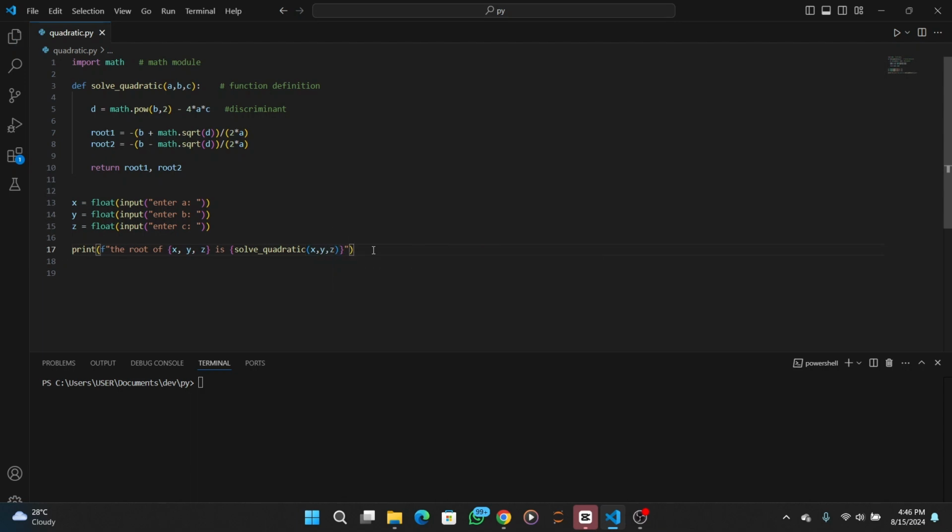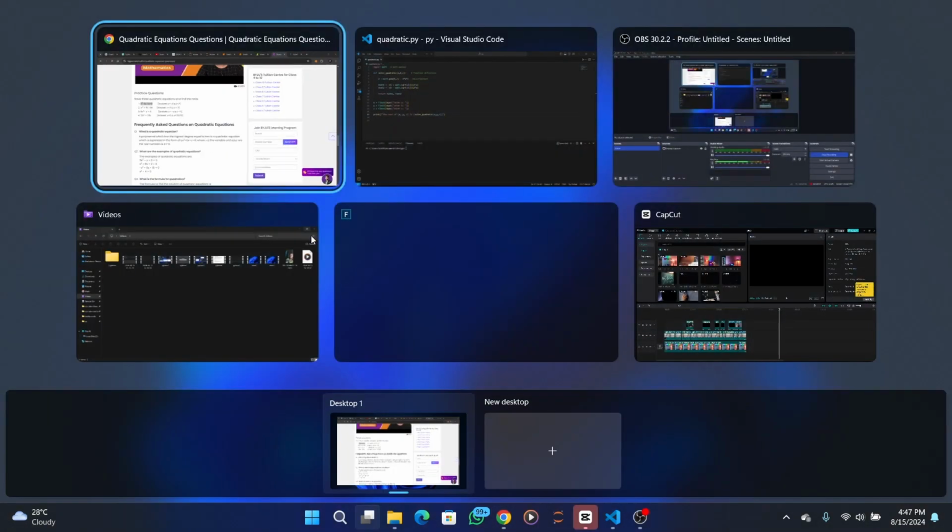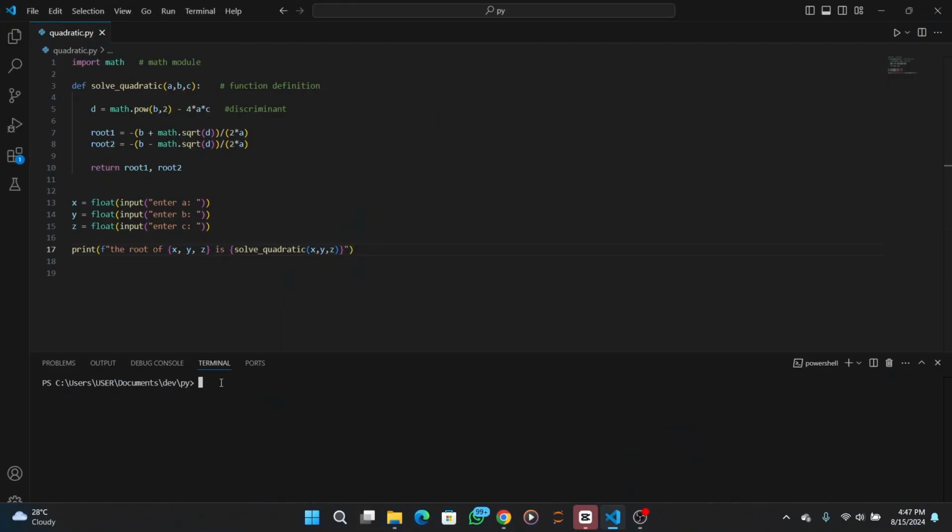Now let's go ahead to Google and find some equations that we can solve. So let's head to Google Chrome. Now this one, let's try out this one. Now this one says x squared minus 5x minus 14. So that means that our a is 1, our b is minus 5, and our c is minus 14. So let's go ahead and put it. So we'll now run the function first. Python quadratic.